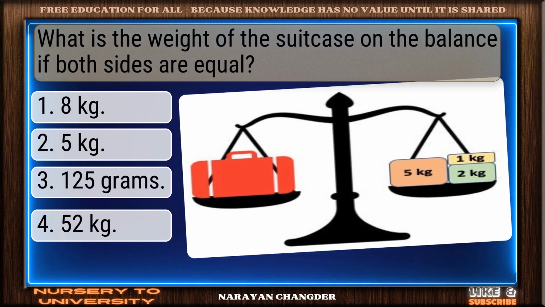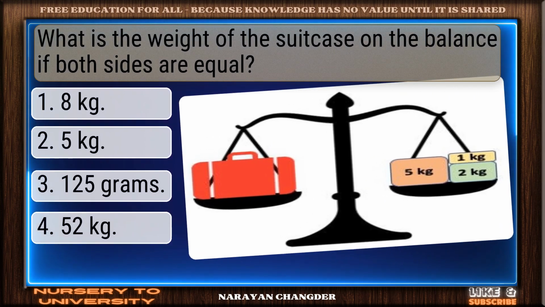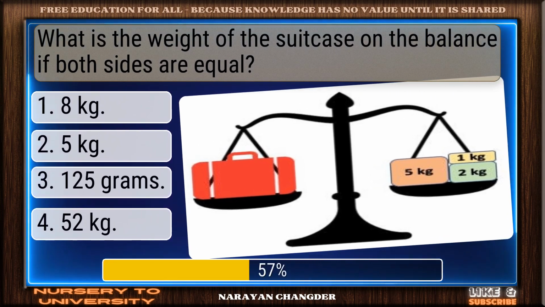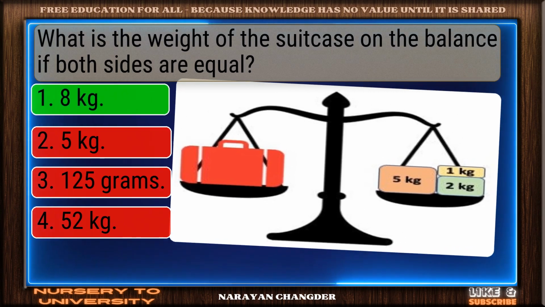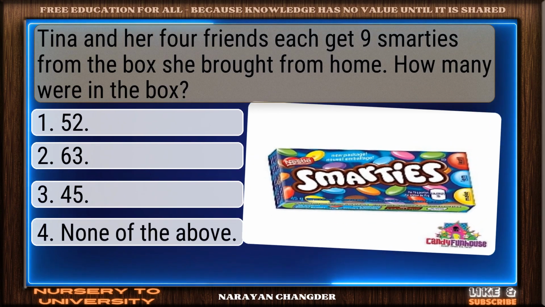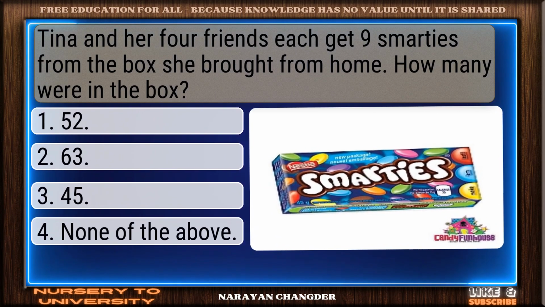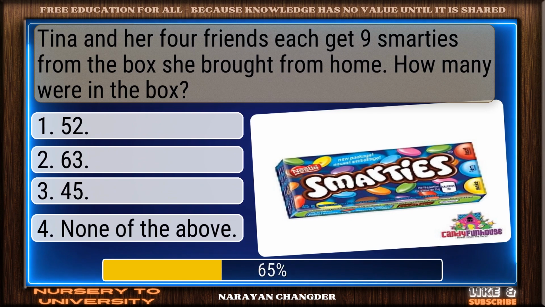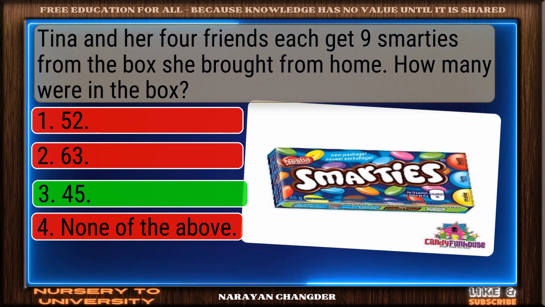What is the weight of the suitcase on the balance if both sides are equal? Excellent choice. 8 kg is the right answer. Tina and her 4 friends each get 9 Smarties from the box she brought from home. How many were in the box? Well done. 45 is the right choice.